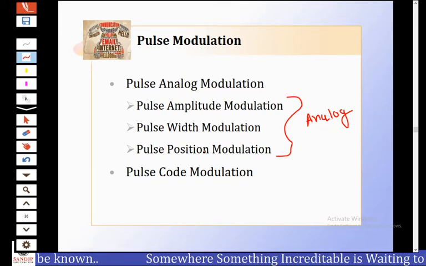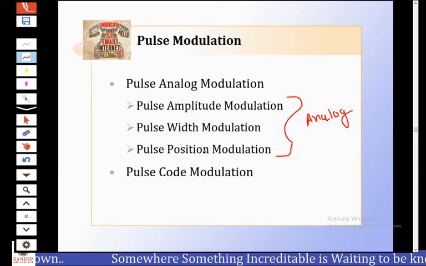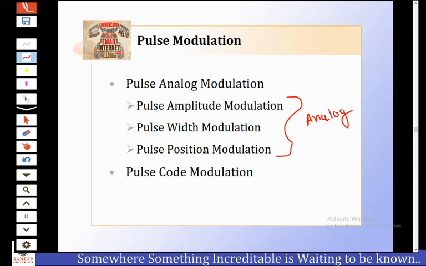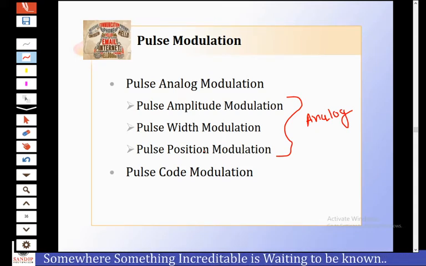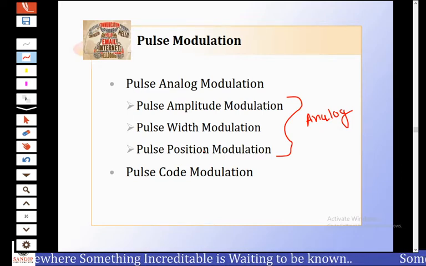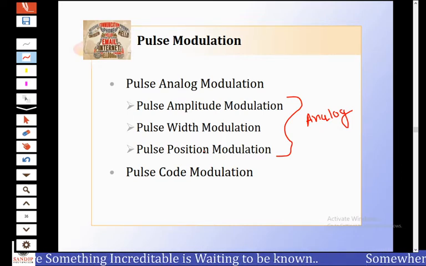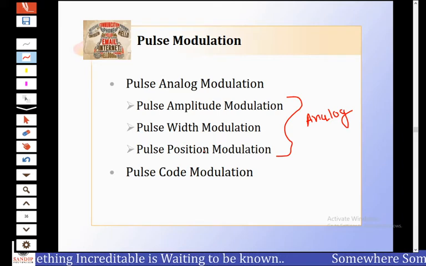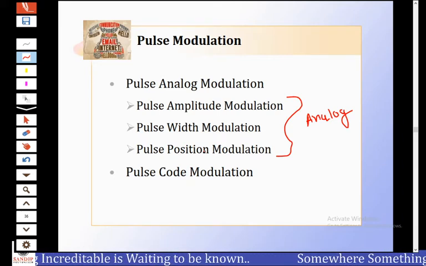Now first we will understand what is pulse modulation. In pulse modulation, the carrier is in the form of train of periodic rectangular pulses. The pulse modulation can be either analog or digital form.